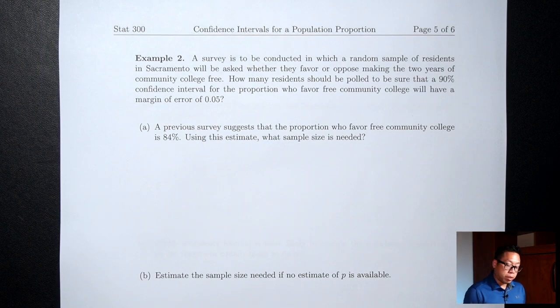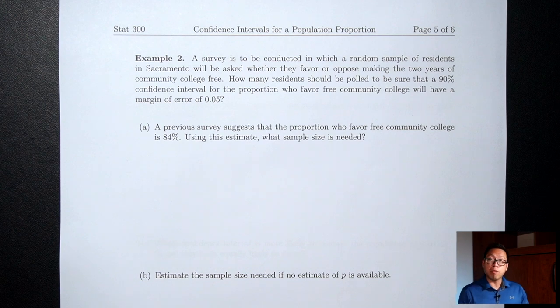Example two: a survey is to be conducted in which a random sample of residents in Sacramento will be asked whether they favor or oppose making the 2 years of community college free. How many residents should be polled to be sure that a 90% confidence interval for the proportion who favor free community college will have a margin of error of 0.05?